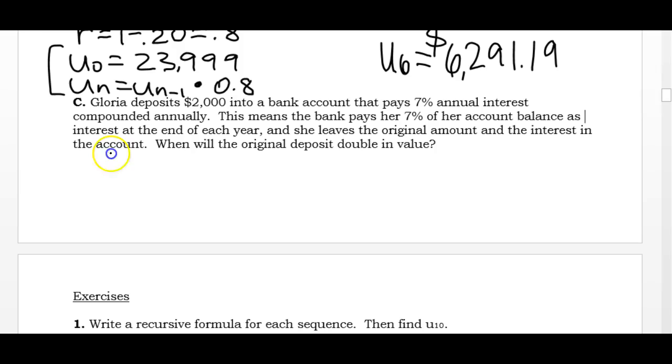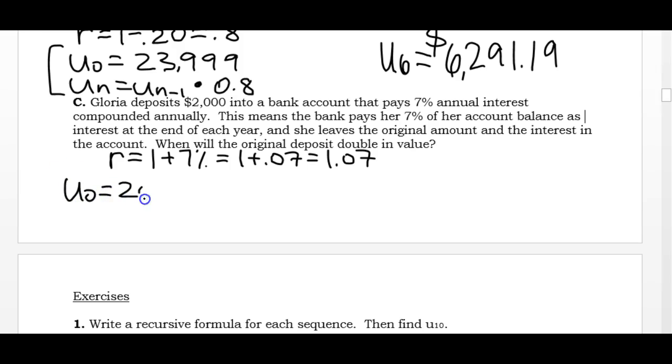So I'm going to do a little side calculation to get my ratio. If I have 100% and I'm increasing 7%, that's 1 plus 0.07. I have 107%, which as a decimal is 1.07. So my formula, I need my starting value, and at the start, after 0 years of interest, we have $2,000. To get my next term, I take the one before it, and I multiply by 1.07.